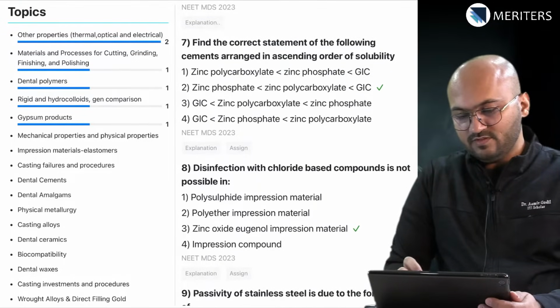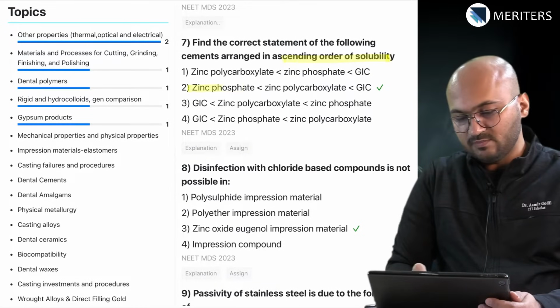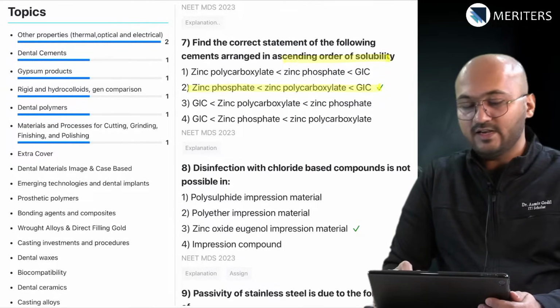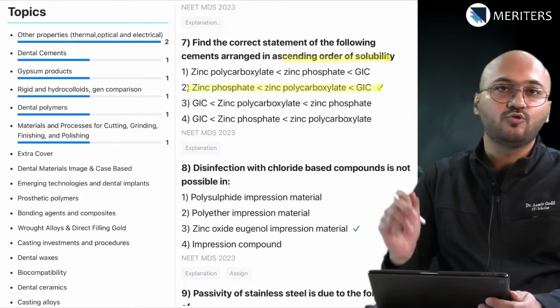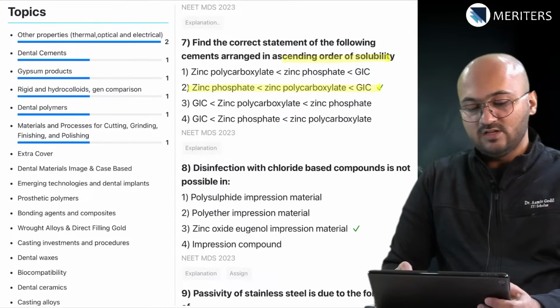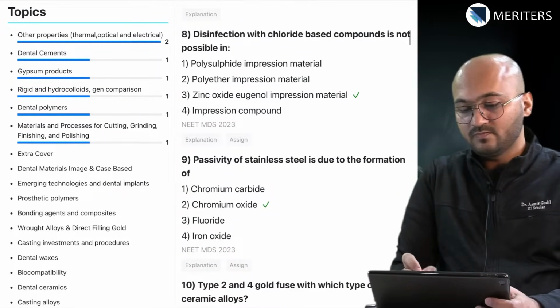Find the correct statement of the following cements arranged in ascending order of their solubility. Question on cements. So these are the kind of questions that can get a little difficult to answer because you need to know the properties of all cements, the advantages, disadvantages. So make sure your preparation is on point with regards to dental materials, right?